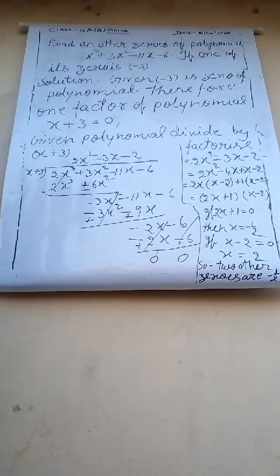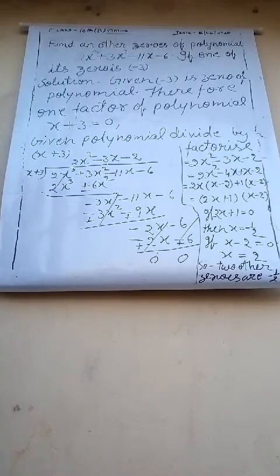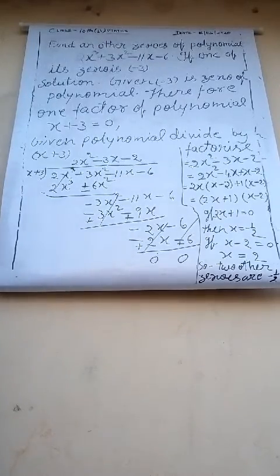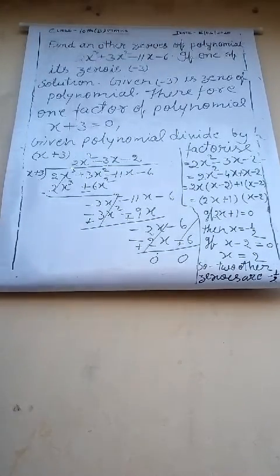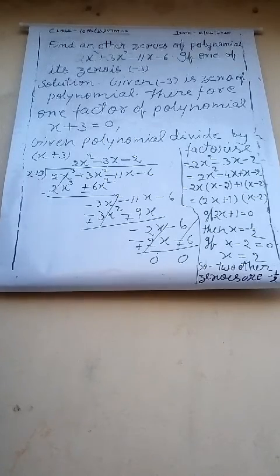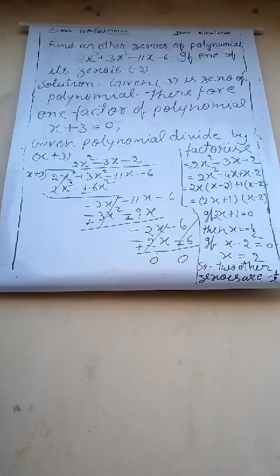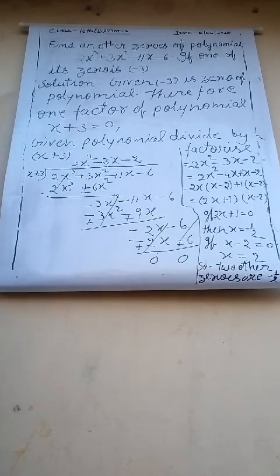Chapter Polynomials, exercise 2.3. Find all other zeros of the polynomial 2x cube plus 3x square minus 11x minus 6, if one of its zeros is minus 3.